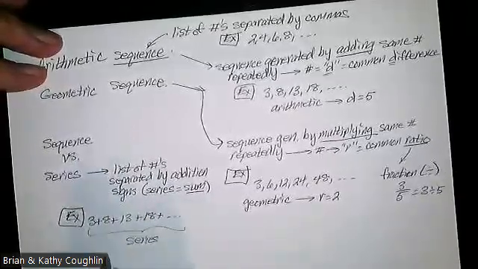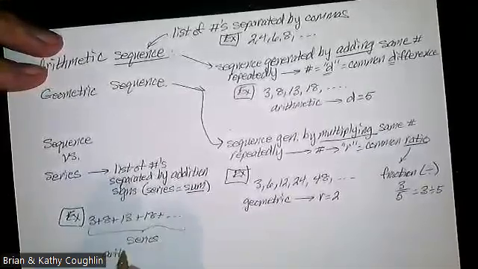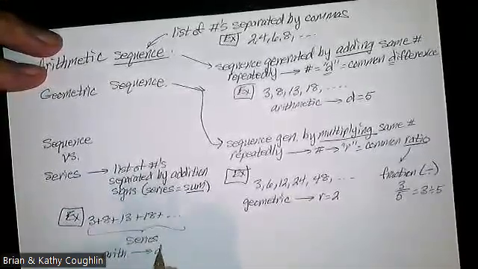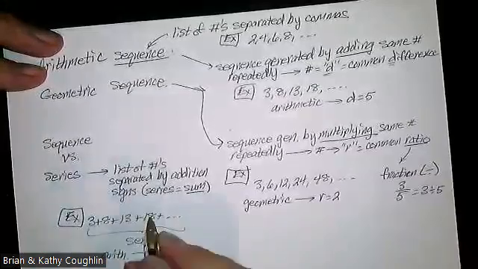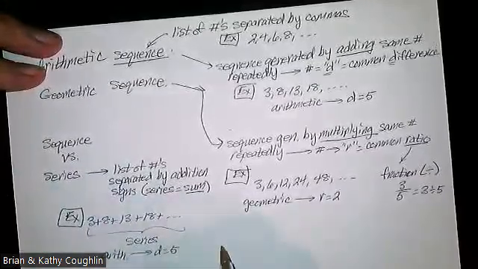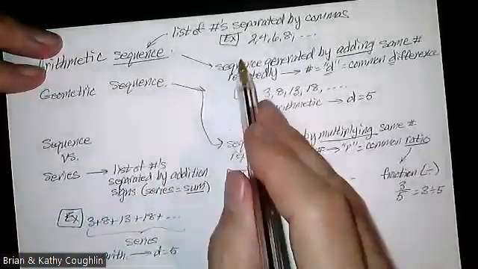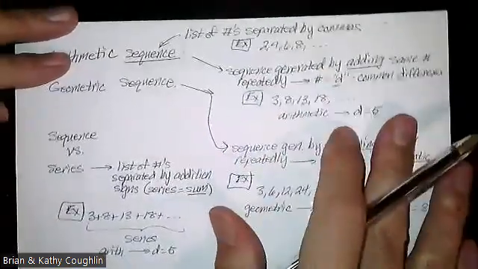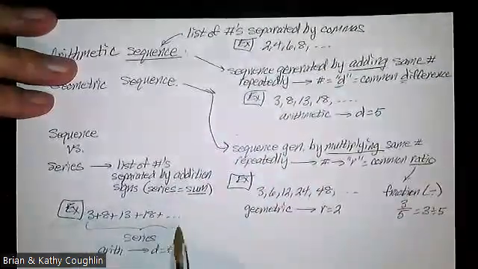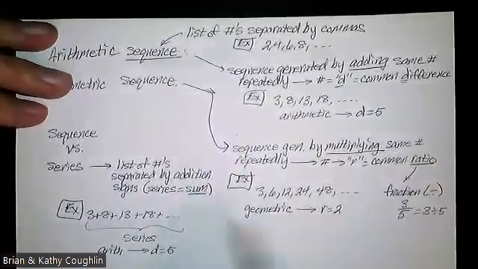It's still an arithmetic series because d is equal to 5. You still generate it by adding the same number over and over and over. But instead of just listing numbers, we're actually adding them, and you can actually get a sum, a total for that.